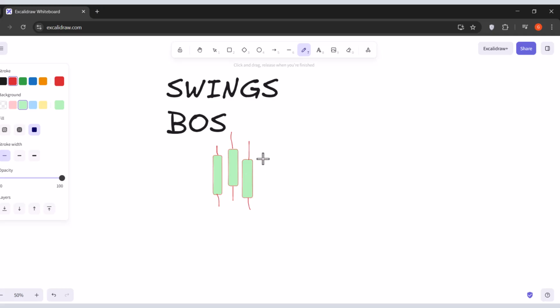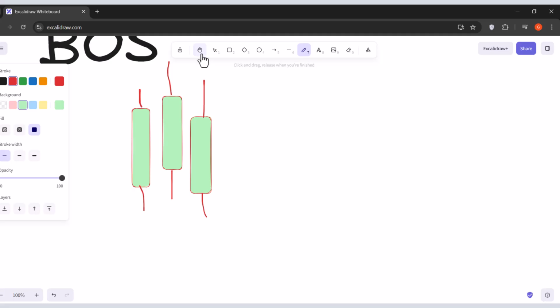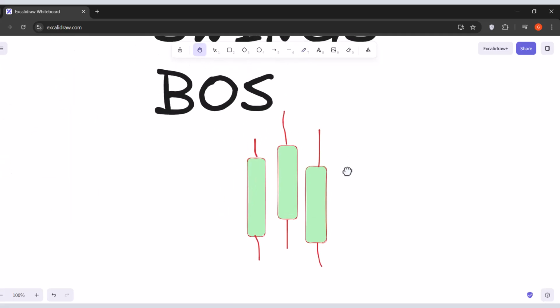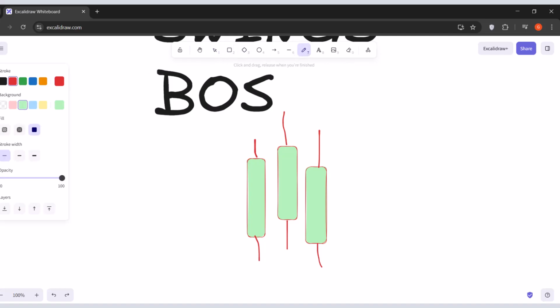I want you to look at this very carefully right now. Let me zoom in. When you pay close attention over here, what do you see? What I want you to identify is that when you look at this candle wick compared to the wick of this candle and the wick of this candle, you realize that the wick over here is higher than all these other wicks.